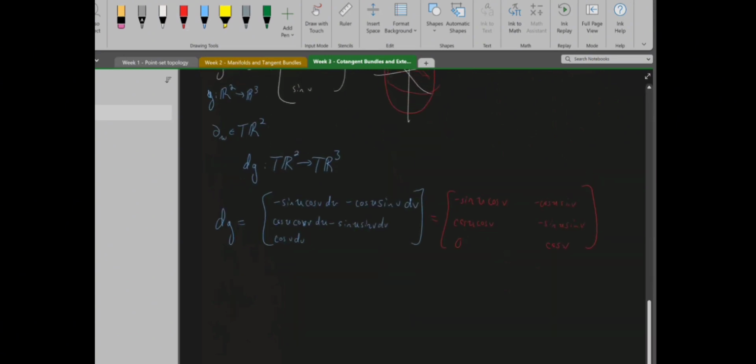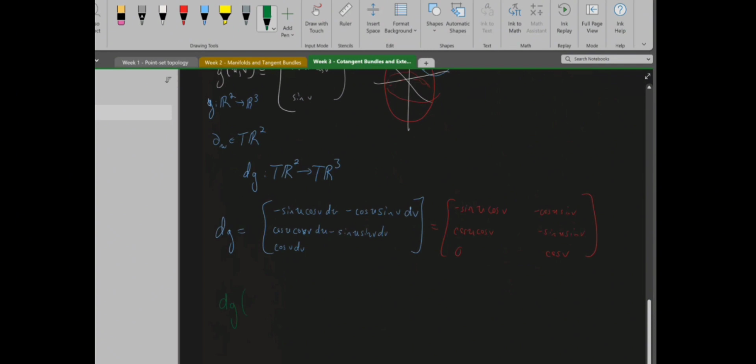Namely, I would like to check the following. I'd like to check dg of del u, which is just this Jacobian times (1, 0). So we end up just getting this. That ends up being negative sine u cosine v, cosine u cosine v, 0. And also dg of del v is the right column of the Jacobian, so that ends up being negative cosine u sine v, negative sine u sine v, and cosine v.